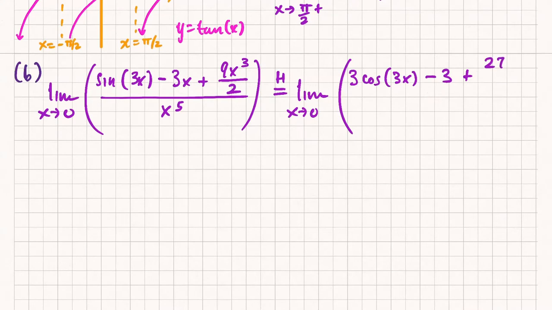So we get 27x squared over 2 for that derivative. And then down below we get 5x to the 4. Now, even though I did give you the wrong exponent by mistake, the next step of the problem, all of you should have done the same thing anyway.